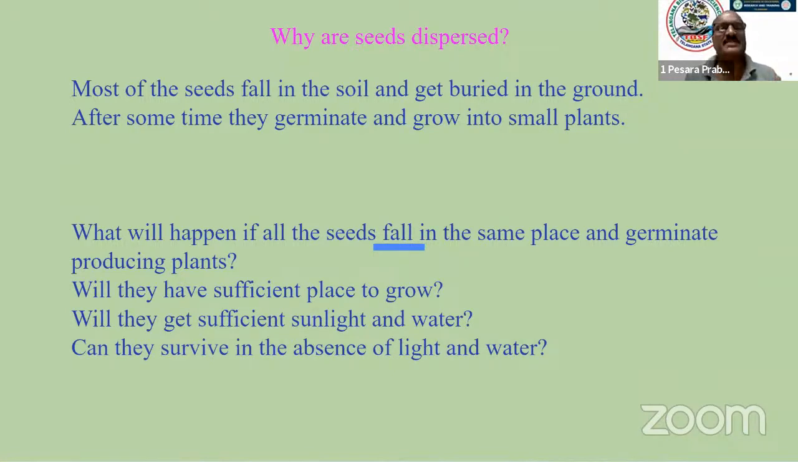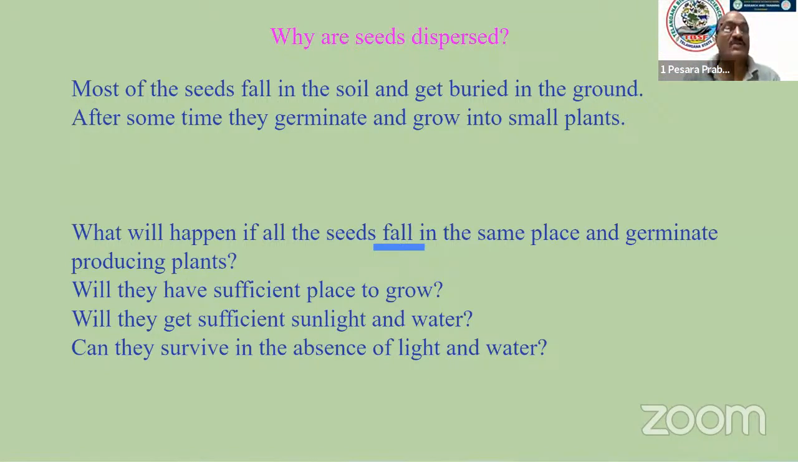Will they get sufficient sunlight and water? No. There is a crowd of plantlets. So what will happen? Some plants may grow, but their growth is stunted. Their growth is restricted. Their growth is inhibited.